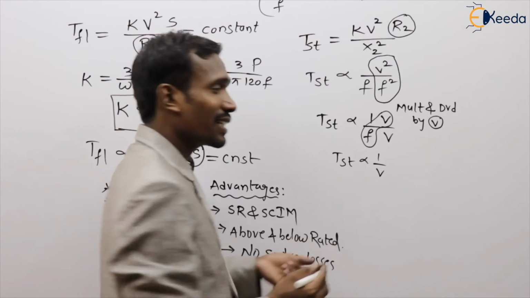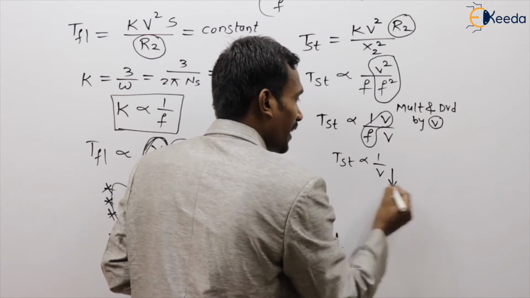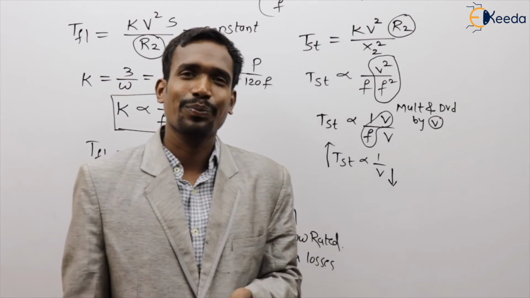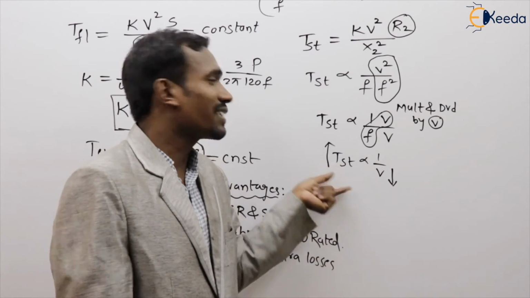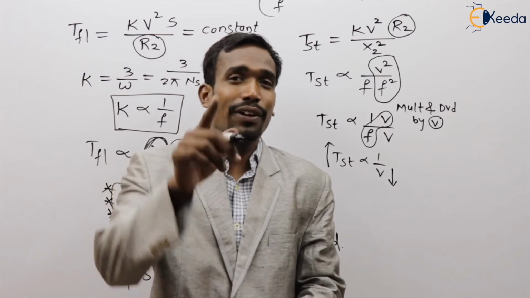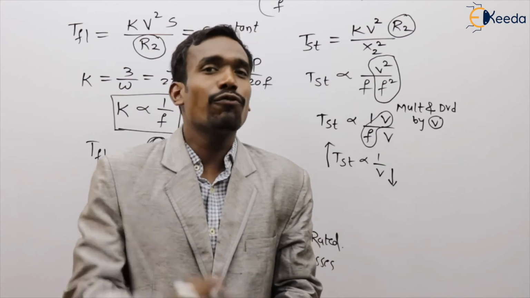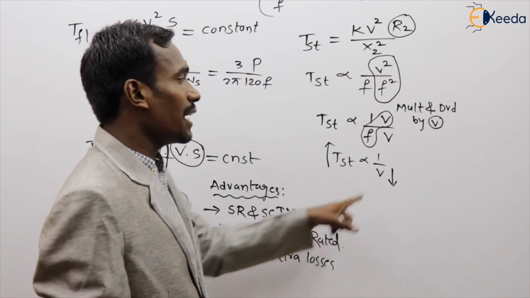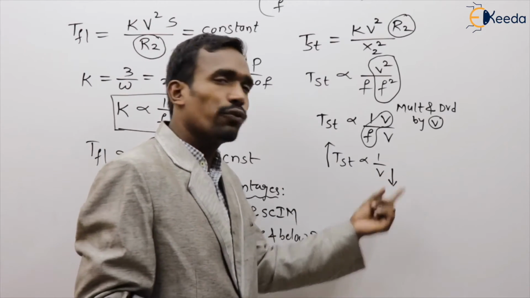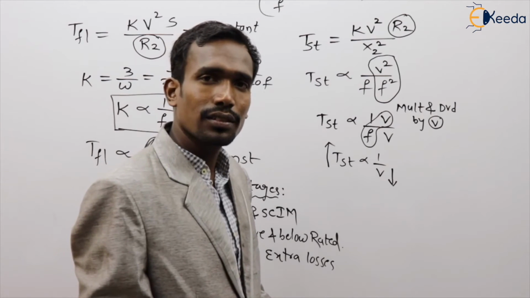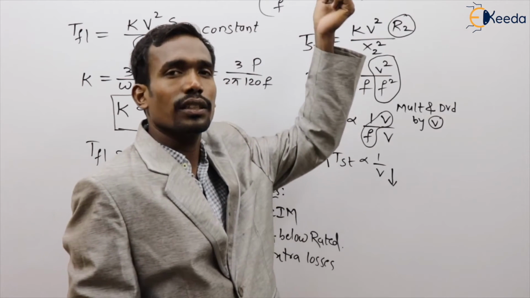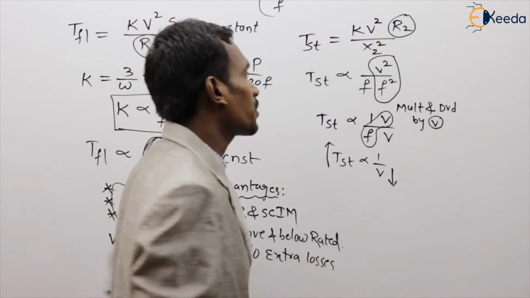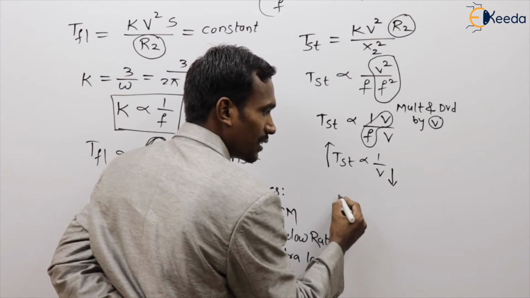See how it is tricky. If voltage reduces, starting torque increases. But in the second concept, if voltage reduces, starting torque reduces. But in the third concept, with V by F constant, if voltage reduces, starting torque increases. Right? And next one, what about maximum torque?